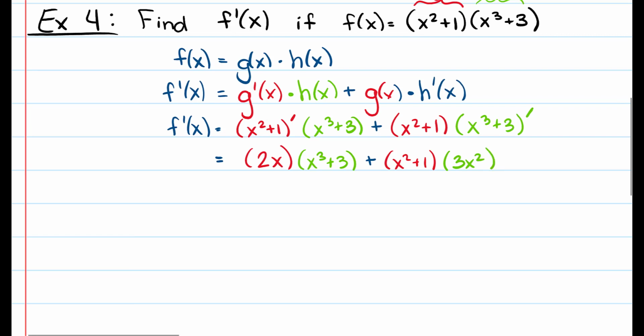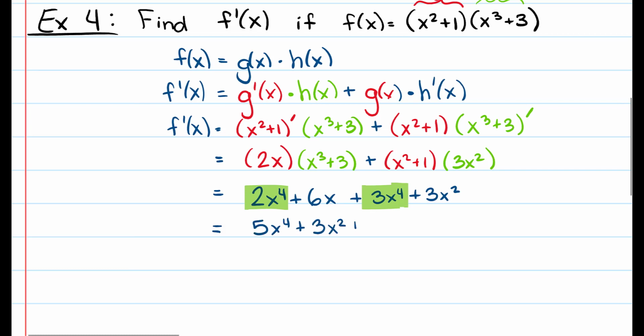And now what you do is just multiply everything and combine like terms. So we're going to get 2x to the fourth plus 6x plus 3x to the fourth plus 3x squared. And now we're just going to combine any like terms that we see. And so we get 5x to the fourth plus 3x squared plus 6x. And this is the derivative of our original function.